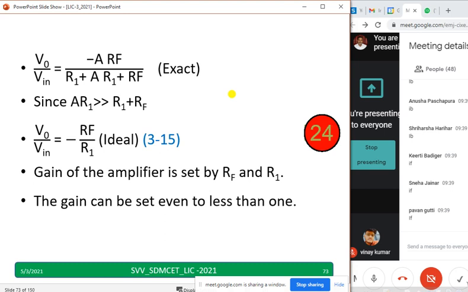AR1 value is very high compared to R1 plus RF. The reason is A is very high, and A gets cancelled. I'll get a minus RF by R1. It is called the ideal gain, and the gain of the amplifier can be set by choosing R1 and RF. One interesting point we have to remember is the gain can be set to less than 1 also by choosing a proper RF and R1. Let us go to the next.